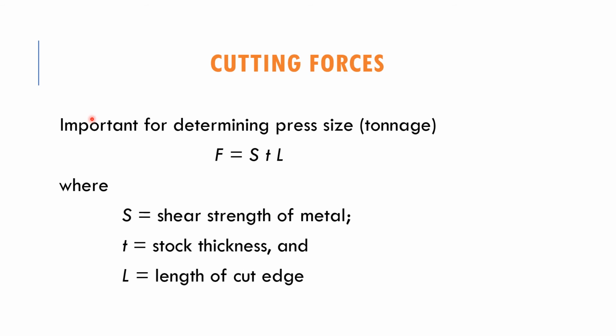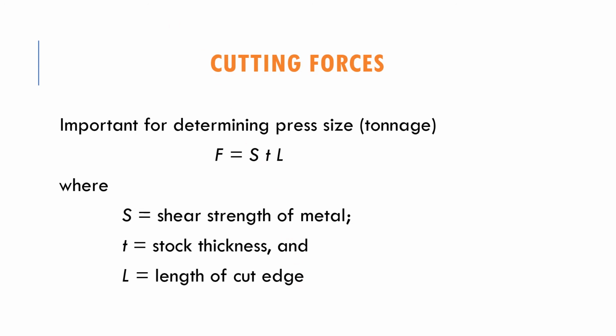Now, let us look into the cutting forces in the sheet metal working process. The force F is calculated by using F equal to STL, where S is the shear strength of the metal, T is the stock thickness, and L will be the length of the cutting edge.